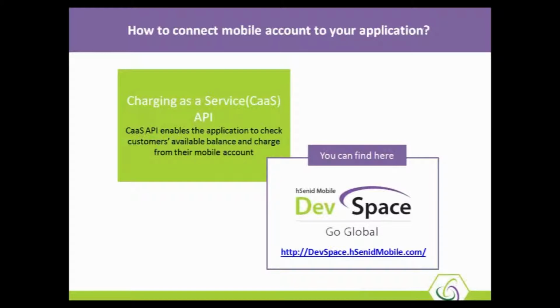CAS stands for Charging as a Service. With the use of the CAS API, you can query the balance of subscribers' or customers' mobile accounts and charge their mobile account for the services your application is offering. Let me quickly take you to the DevSpace site and show you where you can find the CAS API guide and other details.